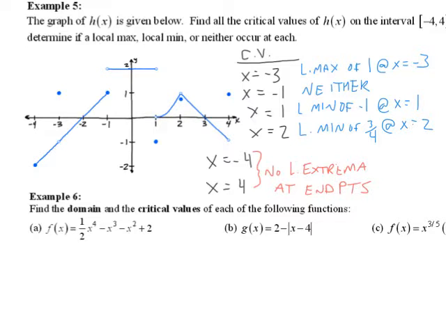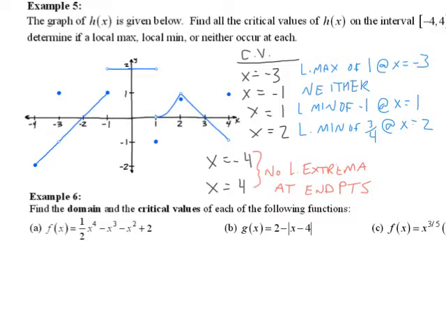And then finally, that is all of them. At the endpoints, the derivative is undefined because it's just one-sided, but we can't talk about local extrema for those. So there you have it.